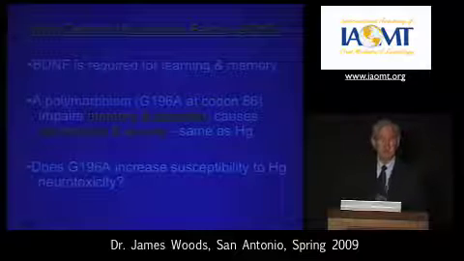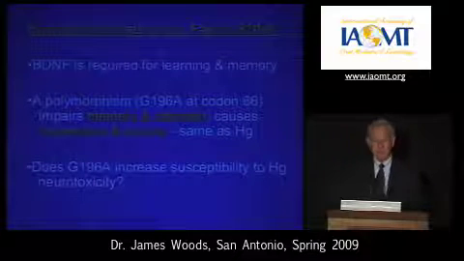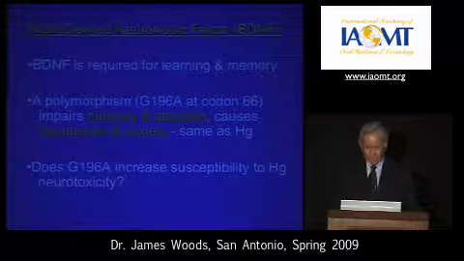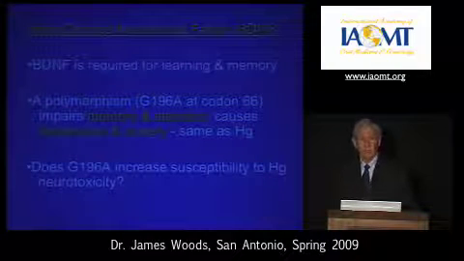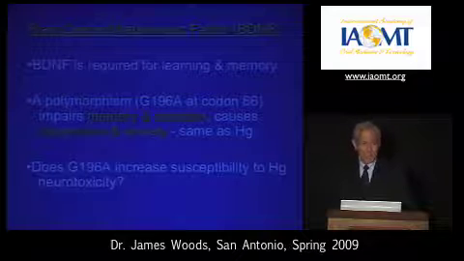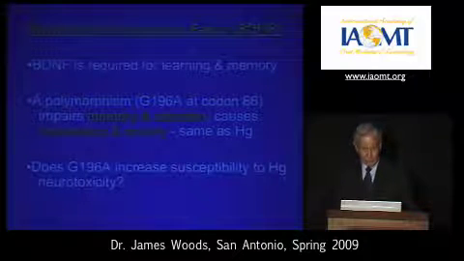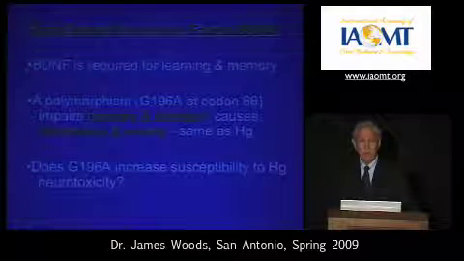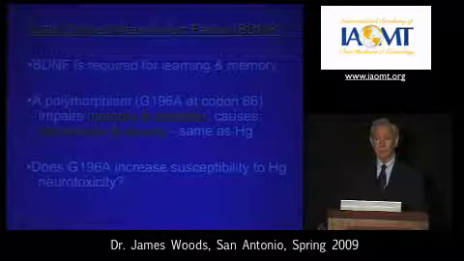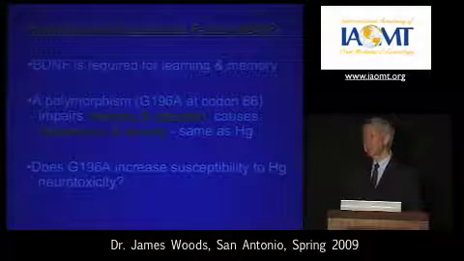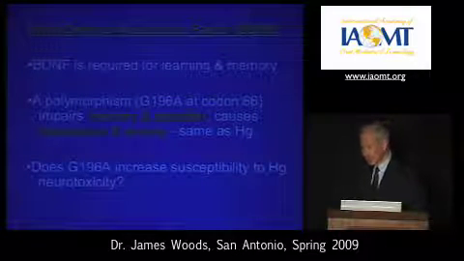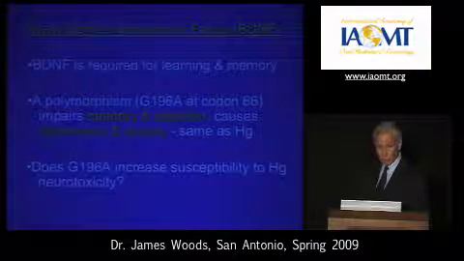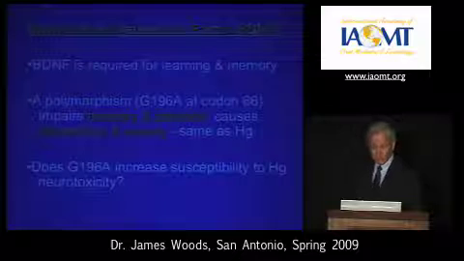Let me give you just a brief overview of what we have seen on a couple of these. So, brain-derived neurotrophic factor, this is required for learning and memory. It is especially important during fetal development, as brain-derived neurotrophic factor is now known to mediate the upregulation of gene transcription of those genes that are involved in neuron growth during fetal development.